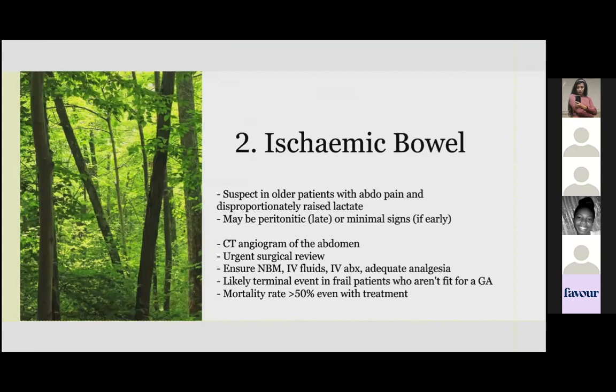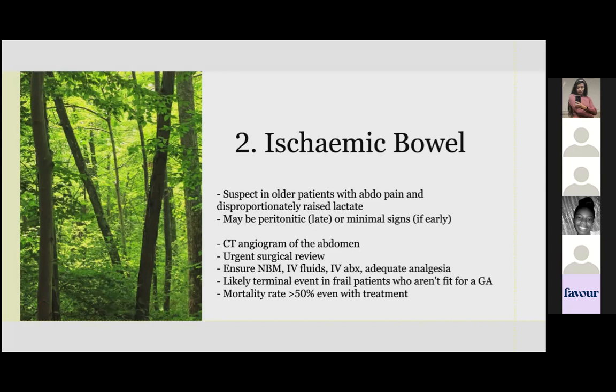So the second thing we're going to look at is ischemic bowel. So this essentially is an ischemic event leading to necrosis of one part of the bowel. And it's similar to other ischemic events in the body. So whether this is an ischemic limb or an ischemic stroke or myocardial infarction, the risk factors and the causes are similar. So ischemic bowel generally is either due to atherosclerosis with plaque rupture or due to an embolic event.